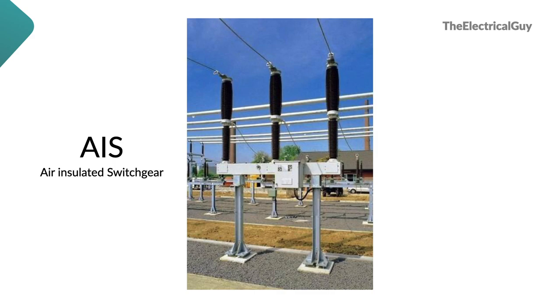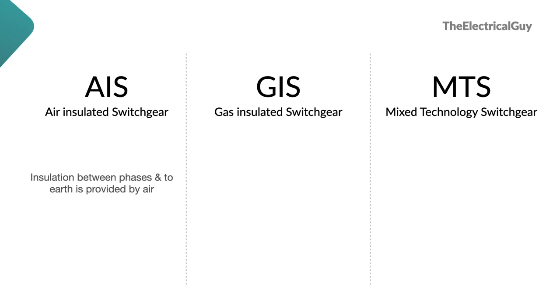You can see a circuit breaker of air insulated switchgear on your screen. There are three poles, which are the three phases, R, Y, and B. And in between you see there is nothing but air. So the insulation between phases is provided by air, and also to earth there is nothing, meaning there is air only. So that is air insulated switchgear.